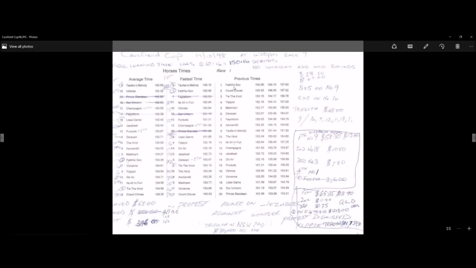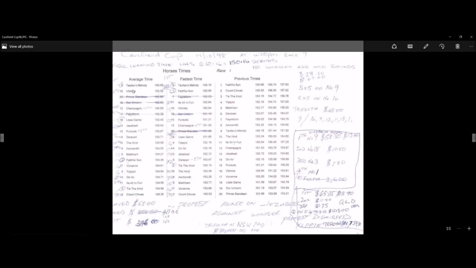And Damien Oliver rode this thing here, Faithful Son. That was another English horse. I was living in Queensland at the time, and I had to walk to the tote, put my bets on, and then walk home so I could, what was I doing? I had to do something. I couldn't stay at the pub anyway. I had to come home.